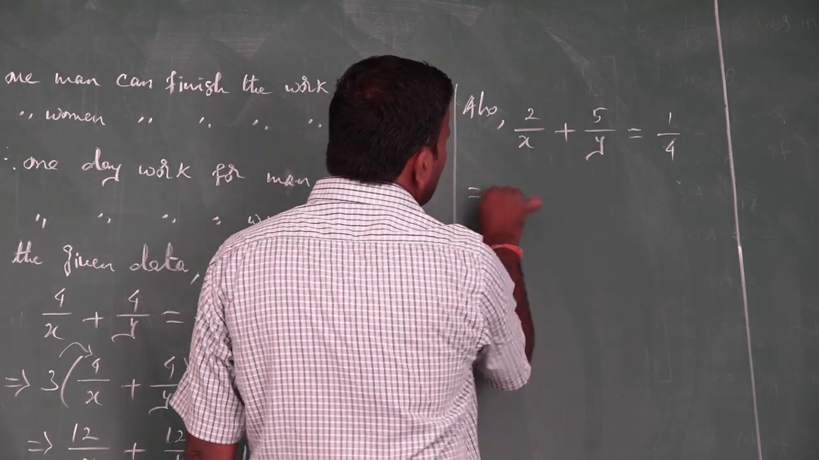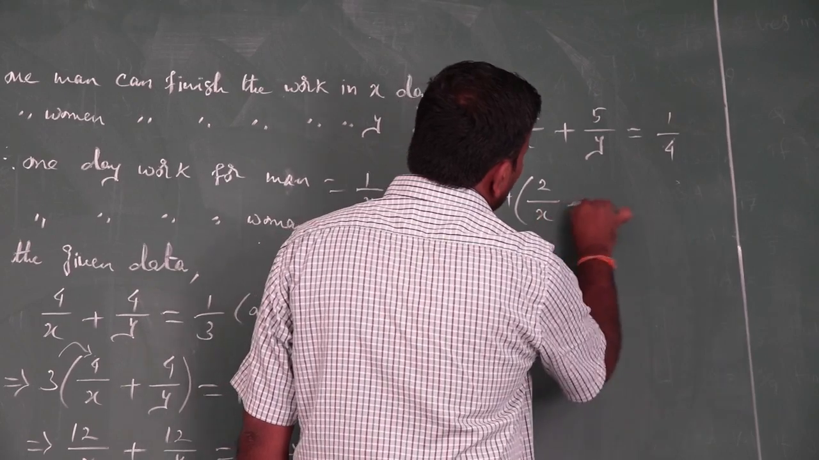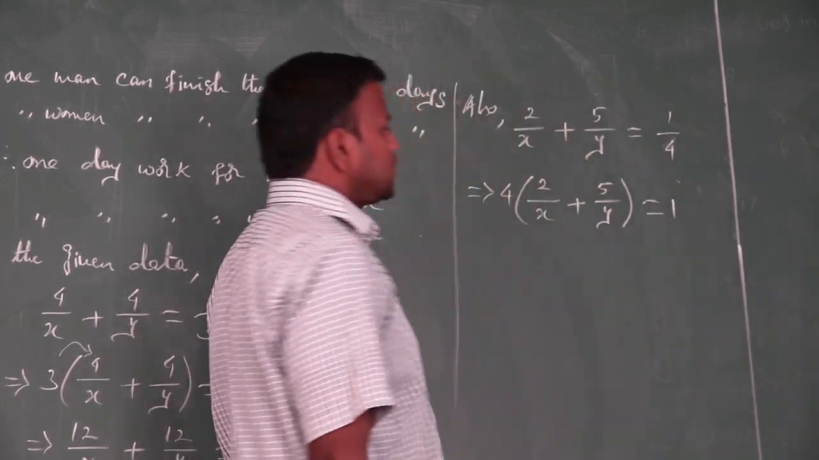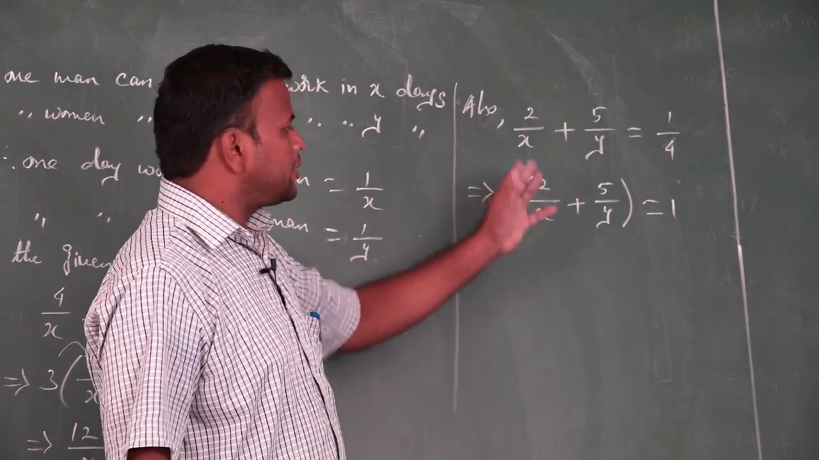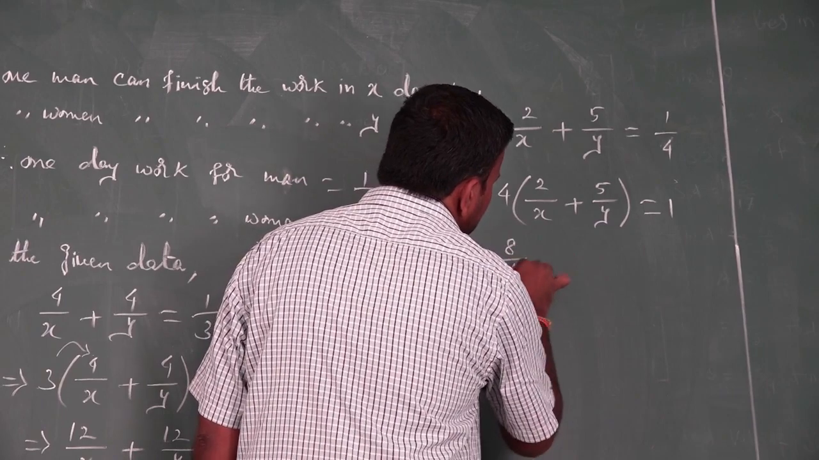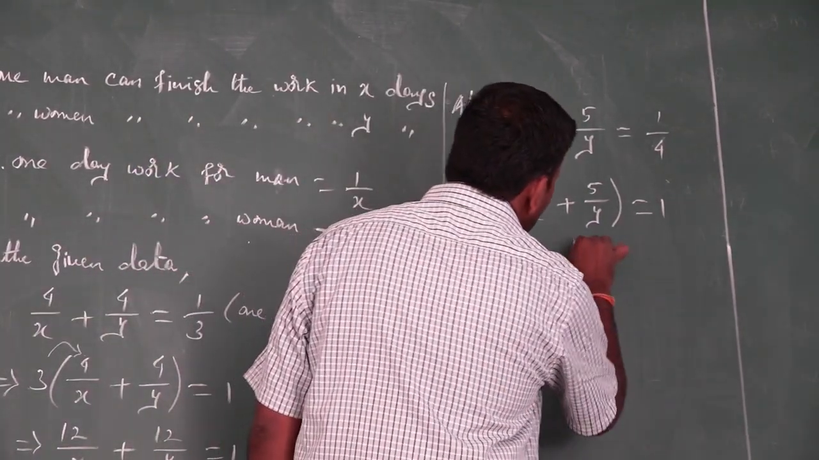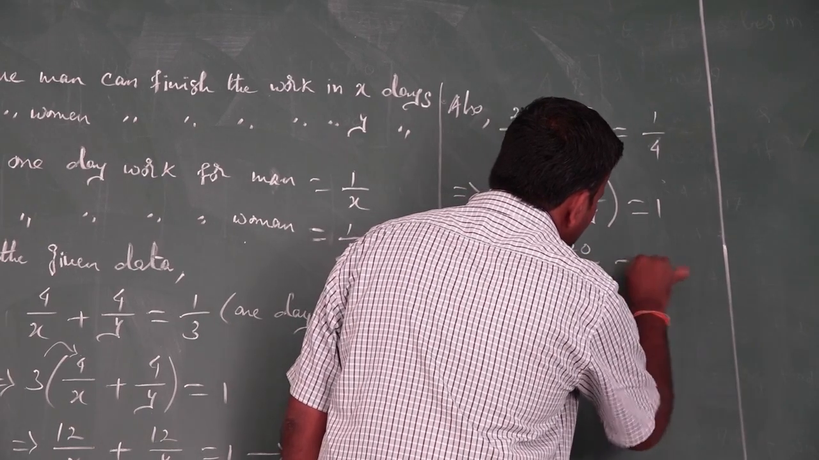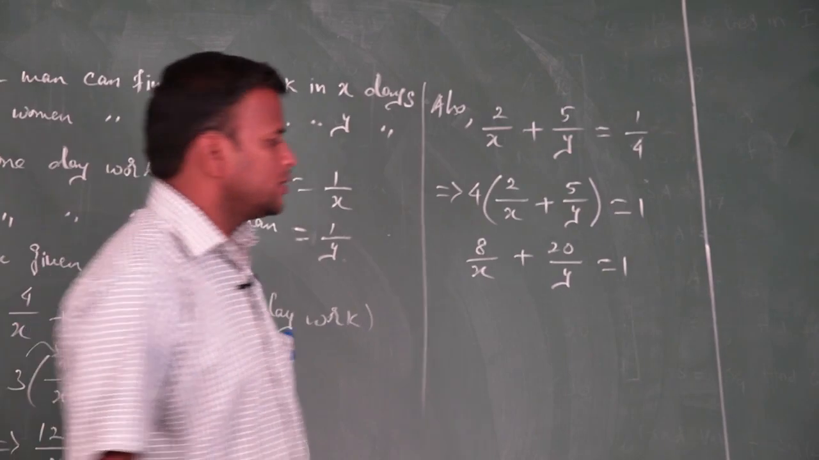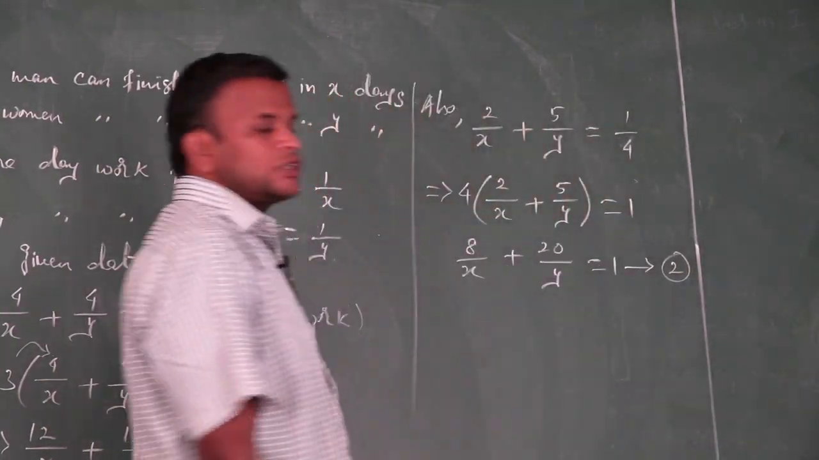The denominator 4 comes to the LHS. So 4 of 2 by x plus 5 by y is equal to 1. Now we multiply 4 inside. So it becomes 8 by x plus 4 5s are 20, 20 by y. I put it as equation 2.